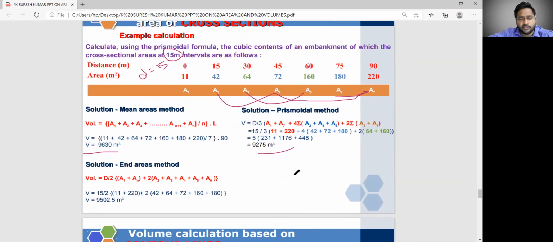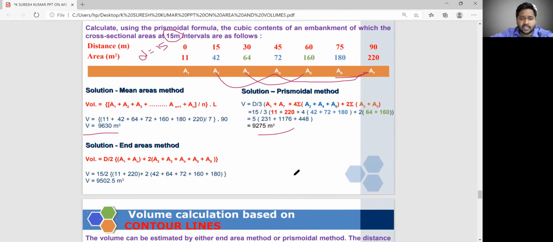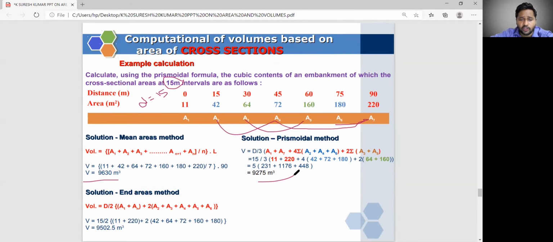So we can use any one of the methods depending upon the priority of the work. In most cases we use Simpson's rule and the trapezoidal rule for calculating the volumes. Okay, with this, I want to end today's lecture.